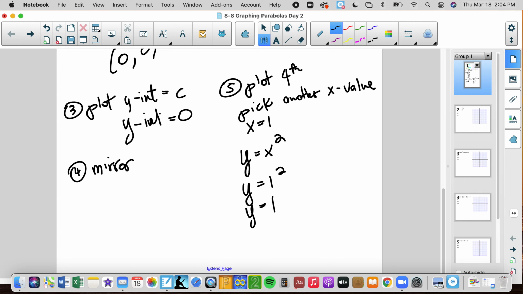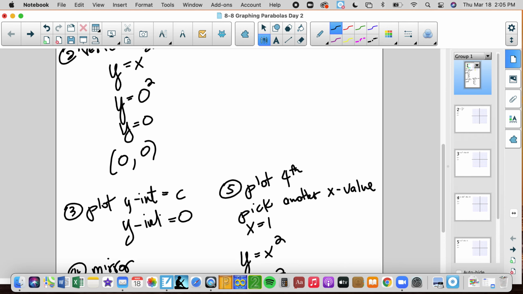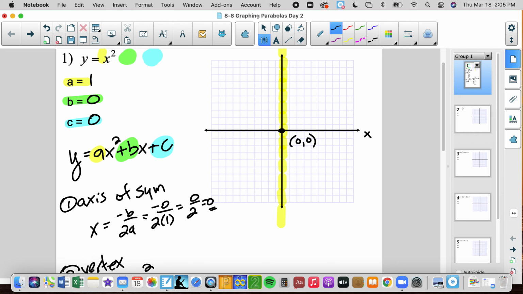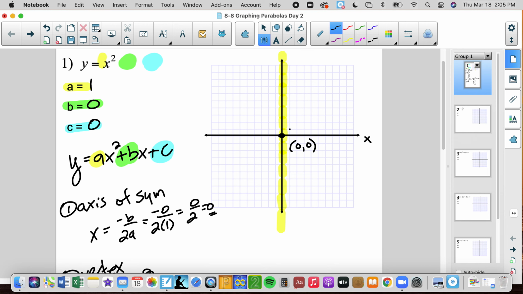So my coordinate is, I put 1 in for x, and I get 1, 1. Let's go up to our graph. Let's plot 1 on the x, 1 on the y. Gets us right here. And if I mirror it, the distance from the axis of symmetry is 1, so I will mirror it on the other side. And that takes me to -1, 1.